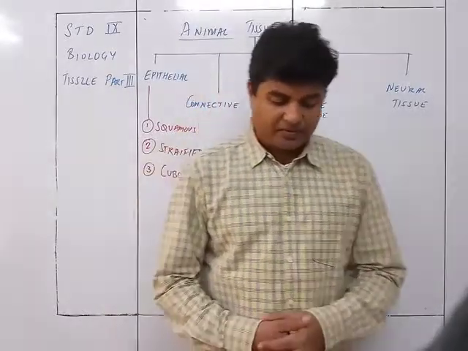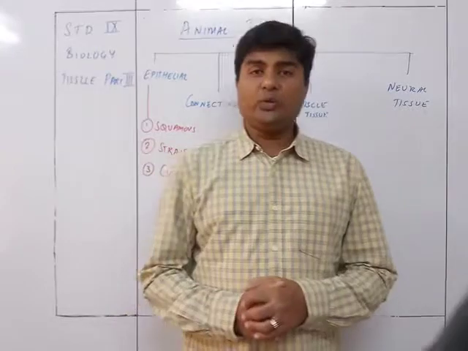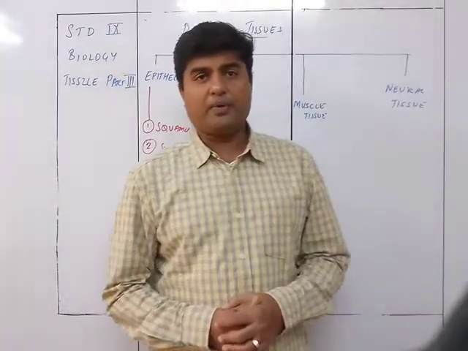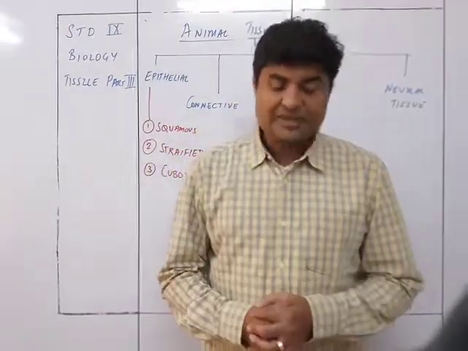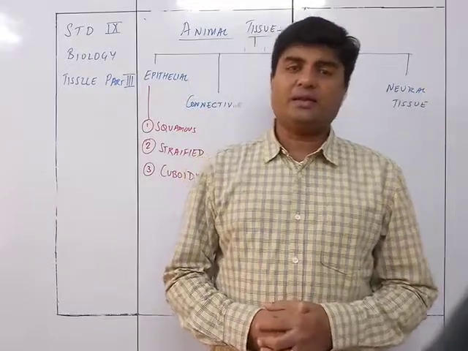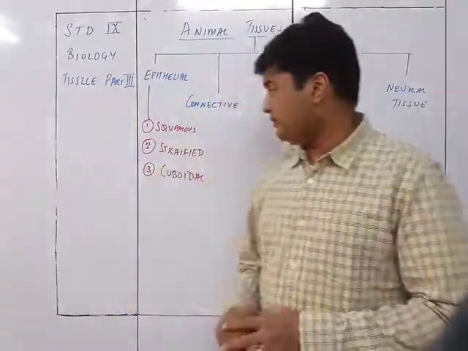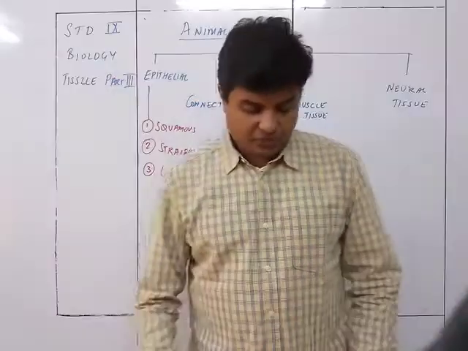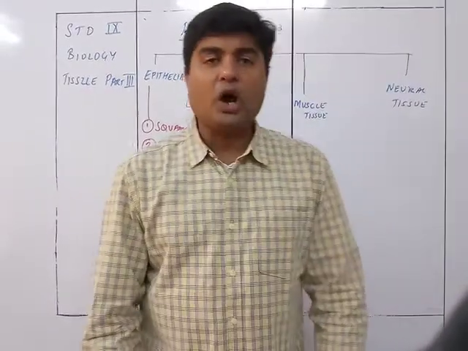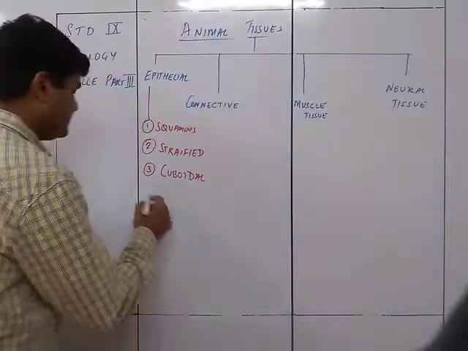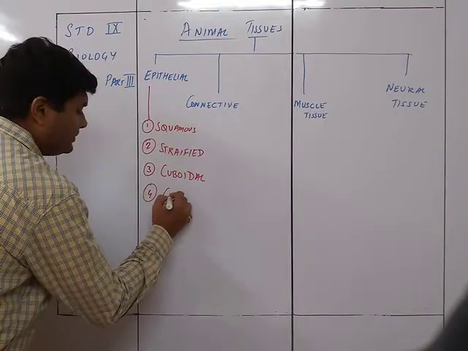Like the examples they have given you over here, kidney tubules. The kidney tubules are made up of cuboidal kind of cells. The salivary gland and the pancreatic duct are also made up of cuboidal kind of tissues. The next one is columnar epithelium. So that is the fourth one, columnar.